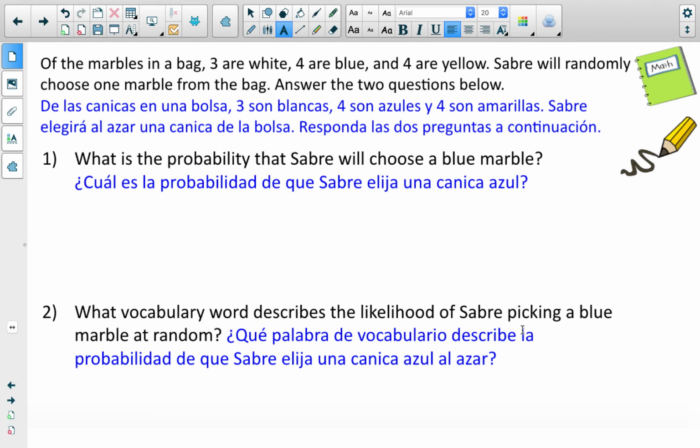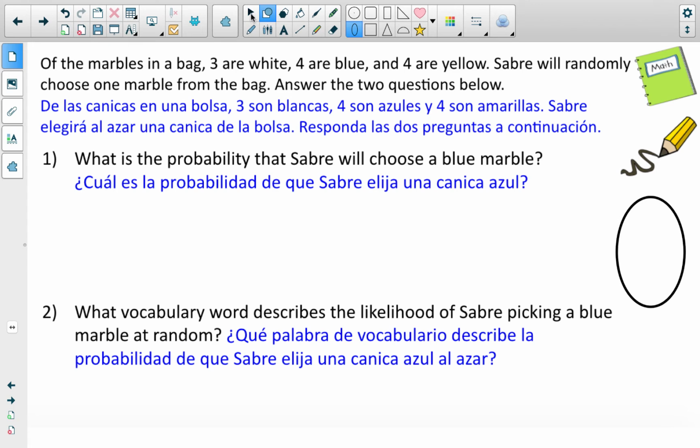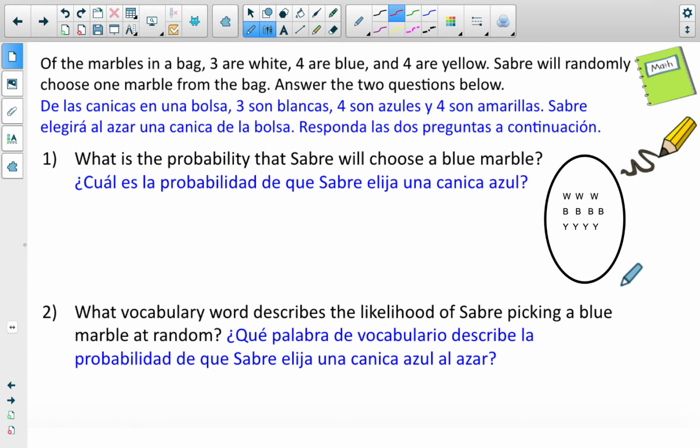Example number 2. Pause the video and write this one down. This second example is a very common baseline probability question, which deals with marbles in a bag. That is a very commonly used probability type question. So, the marbles in a bag, and I'm going to draw this because, for me, and I don't know if you guys are the same, it will help me visualize what's happening here. Let me make this a tiny bit bigger.